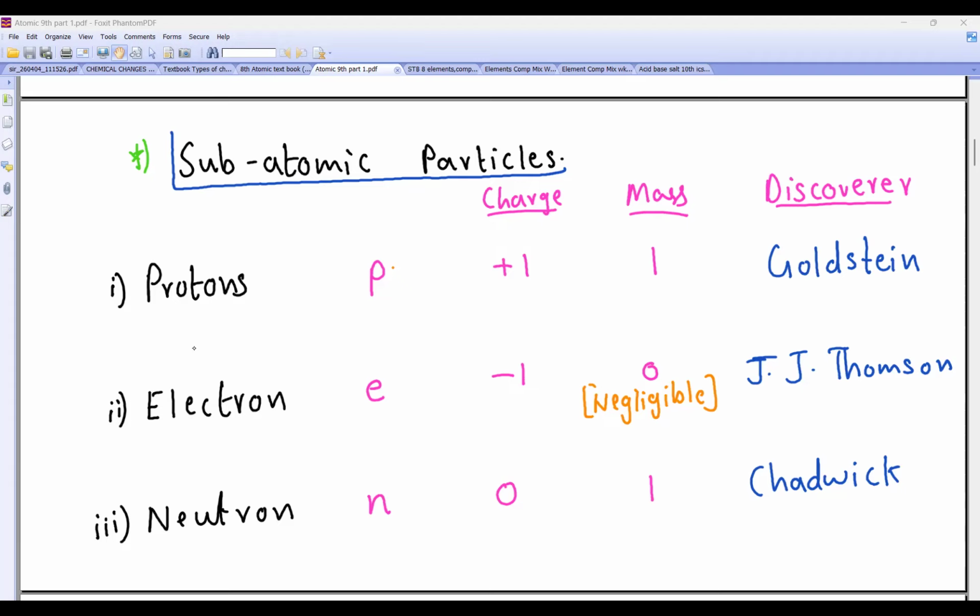Subatomic particles are what? Protons, electrons, and neutrons. Proton symbol is P, electron is E, neutron is N. What is the charge on a proton? +1. What is the mass? 1. Who discovered it? Goldstein. Electron charge is -1. Mass is negligible. Who discovered it? J. Thomson.